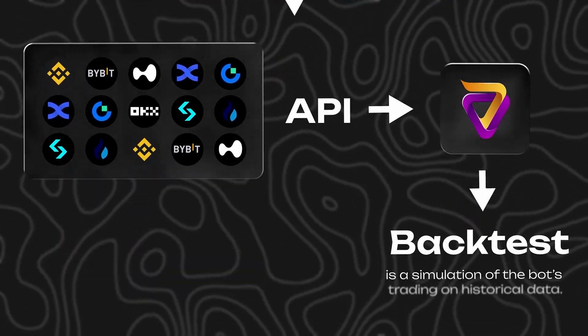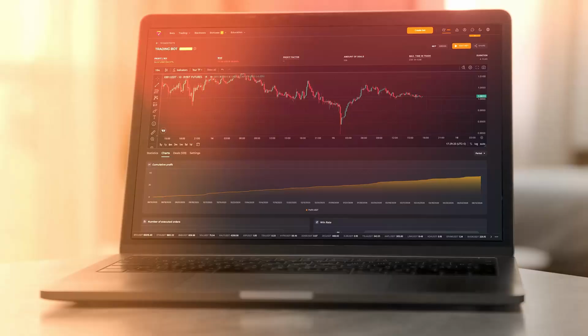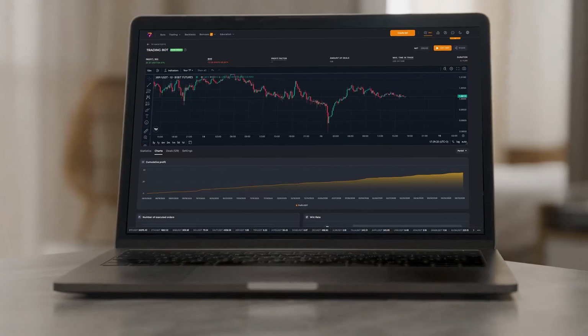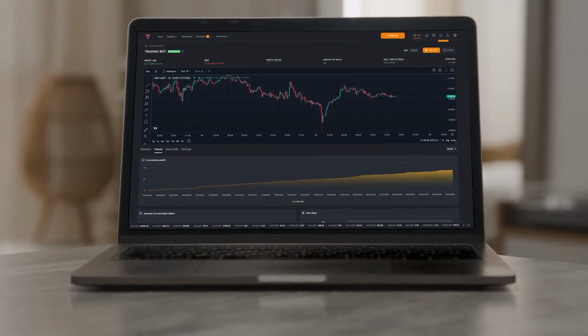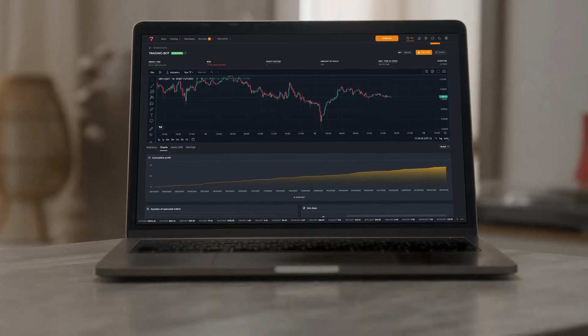The backtest itself is a simulation of the bot's trading on historical data. By the end of this video, you'll know how to read any backtest like a true professional. And this skill will be useful not just on our platform, but in algorithmic trading as a whole.